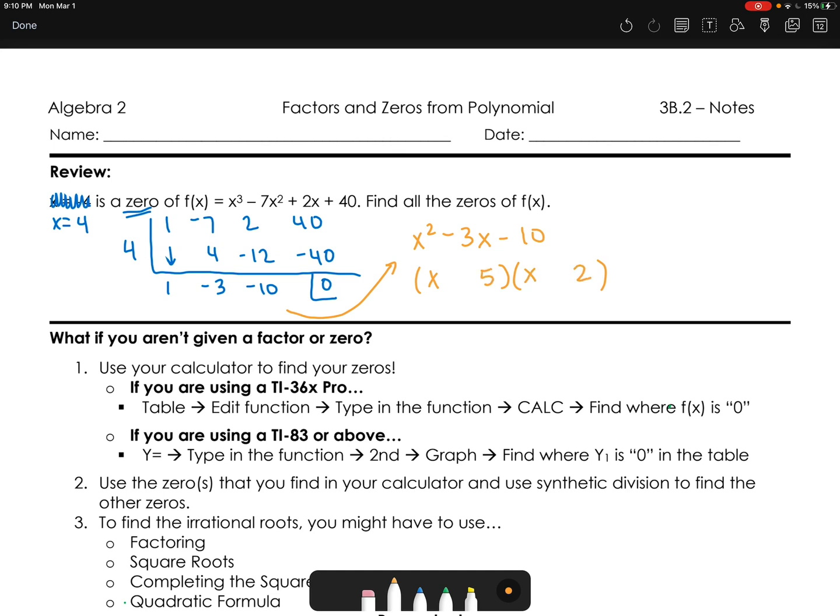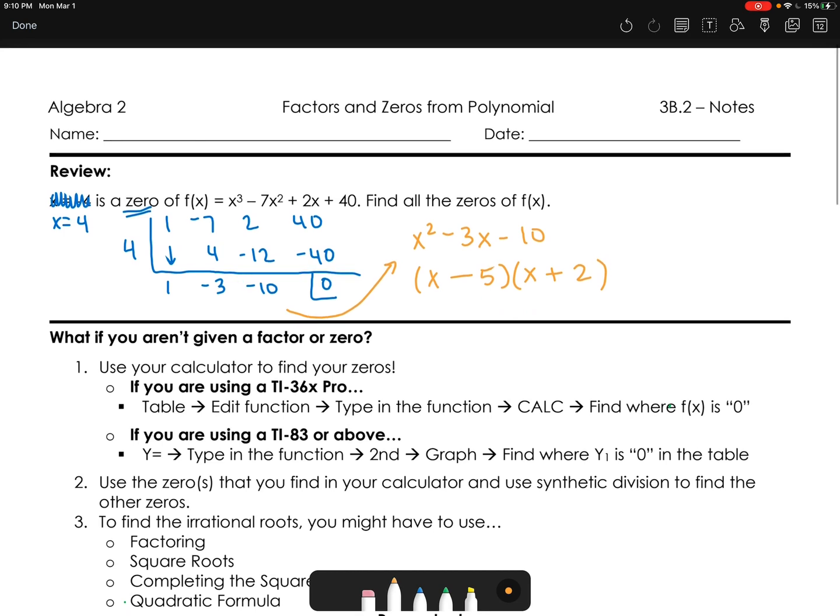Let's try 5 and 2, subtract, add, check your work, you get -5x, +2x, you get -3x, which is what we wanted. So these work for us here. And so now that I found my factors, I need to find my zeros. So how I'm going to do that is set each factor equal to 0. So I have x minus 5 equals 0, and x plus 2 equal to 0.